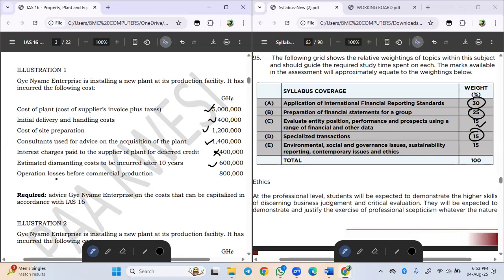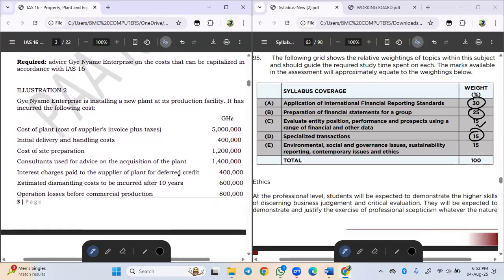All right. Then operating losses before commercial production. This one too is not part. So you add them, whatever you get will be the cost of the asset. And that's what you are going to capitalize. Okay. All right. So please can we move on? The estimated dismantling costs. This one is in future value, but because the question didn't give us any rate or something, that's why we didn't discount it to present value.